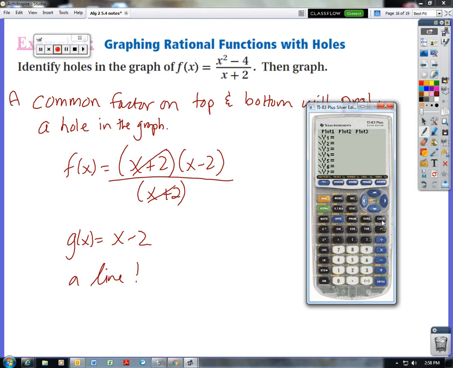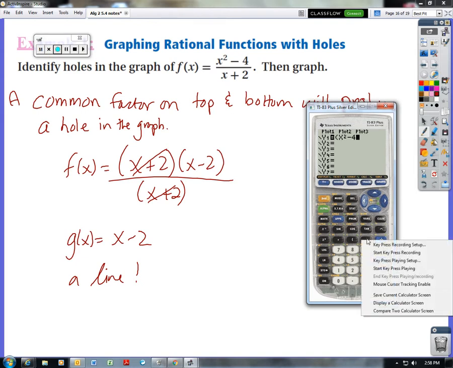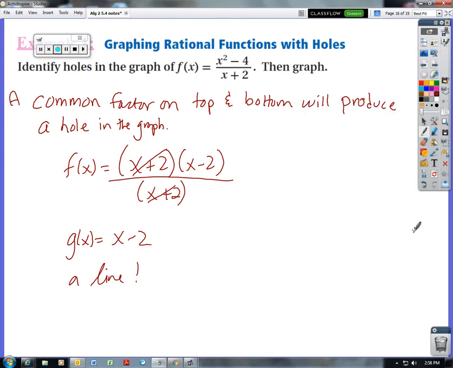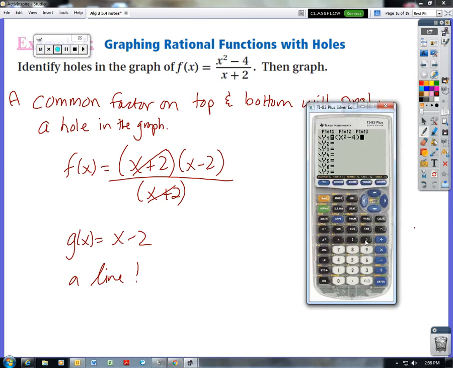So let's check this out on the calculator. Let's graph the original f of x and see what we get. Parenthesis, x squared minus 4, close your parenthesis, divided by parenthesis x plus 2. Let's hit graph. Look at that, a line. Just what I thought, because I simplified it and I got a line. So even though it looks really complicated, this is really just a line.